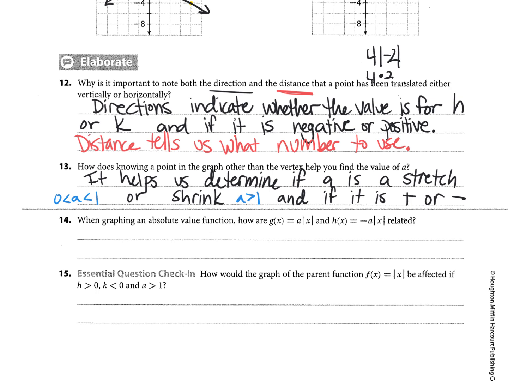Then it says, when graphing an absolute value function, how are g of x, which is a times the absolute value of x, and h of x, which is negative a times the absolute value of x, related? Those are reflections of each other.